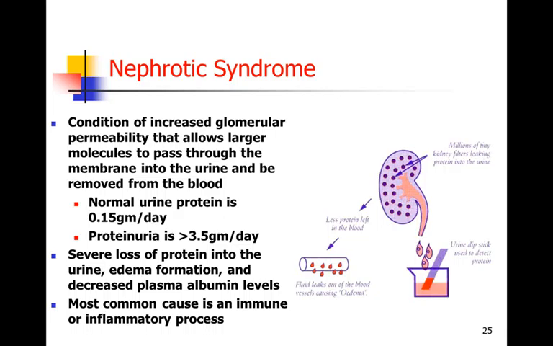And what happens with the chronic glomerulonephritis, they get big holes. You know, normally we don't leak. The protein does not go into the filtrate, but the glomeruli are damaged, and you have a lot of protein going into the filtrate and out through the urine.